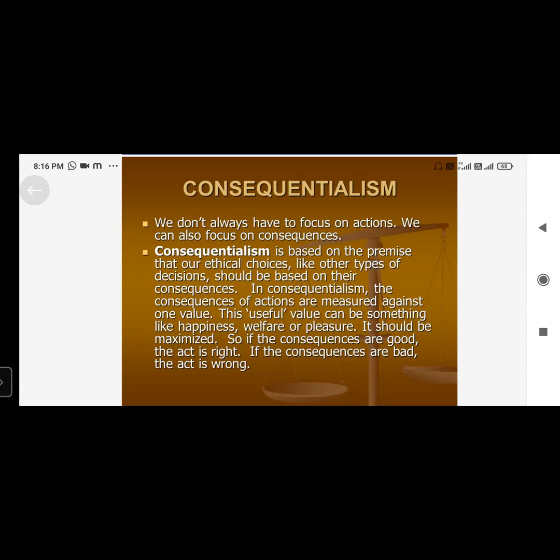It also says that before taking the decision, the organization should try to anticipate what will be the consequences of that decision. If the consequences are positive, then the decision is good. If the consequences are negative, then the decision is bad. This is what this theory is based upon.